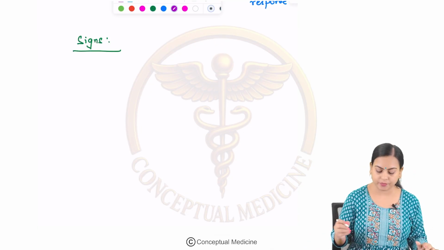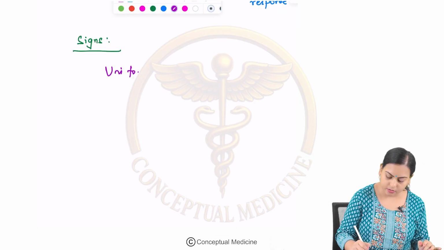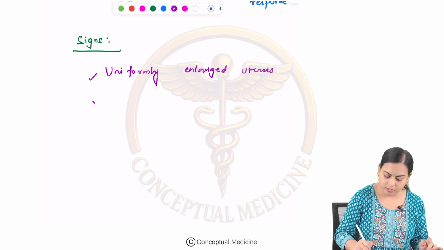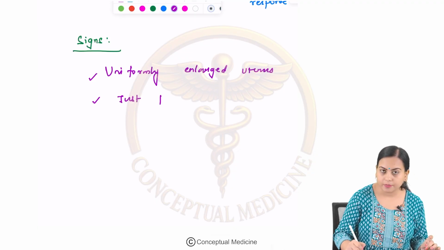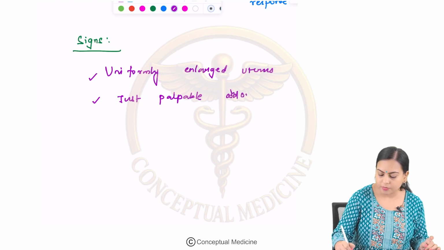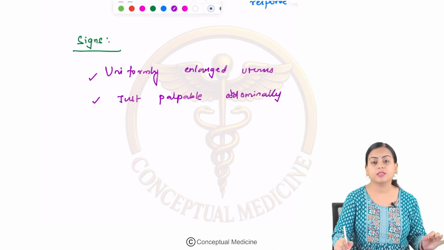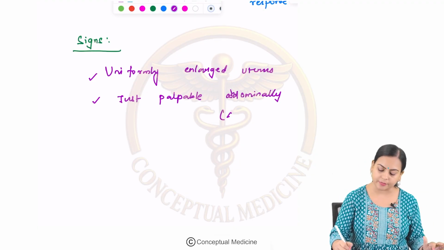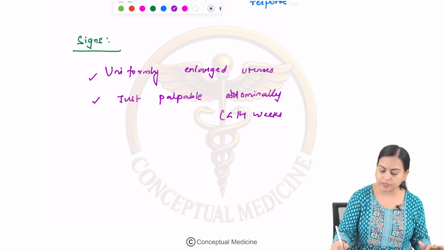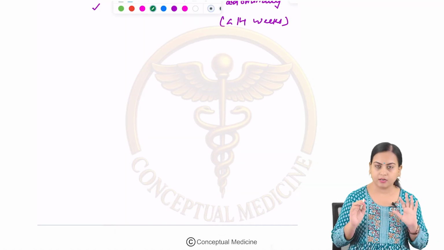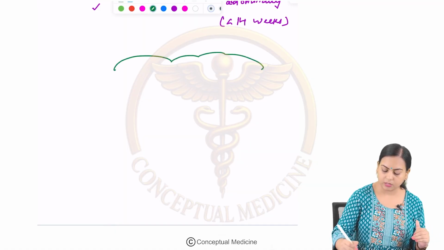Now let's see what are the signs of adenomyosis that you will be able to make out. I already told you, yes, there is going to be a uniformly enlarged uterus, and it can be just palpable abdominally, and remember the maximum uterine size it can reach will be 14 weeks. So, most of the times it will be less than 14 weeks only. Clear?